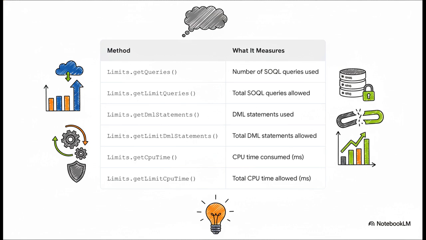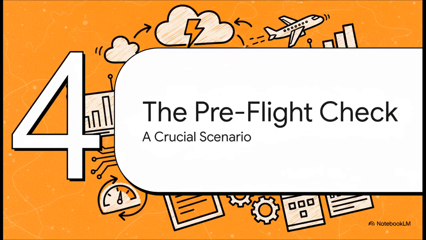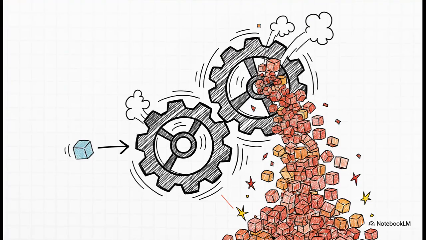It's a really simple but incredibly powerful pairing. All right, so we know what the tool is and we know how to read the dials. Now let's actually put it into practice with a super common and really critical scenario I like to call the pre-flight check. Let's imagine you've got a trigger that fires when records get updated.